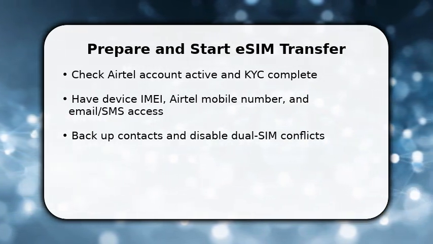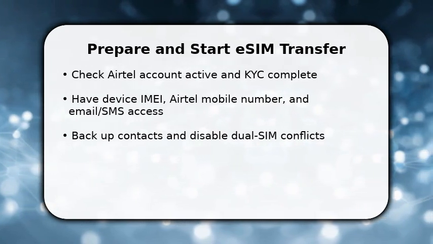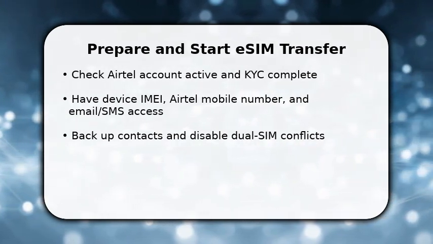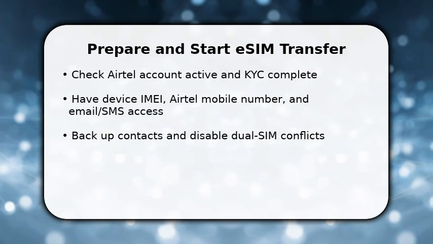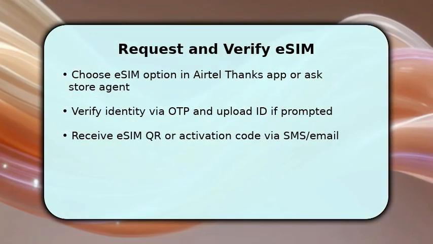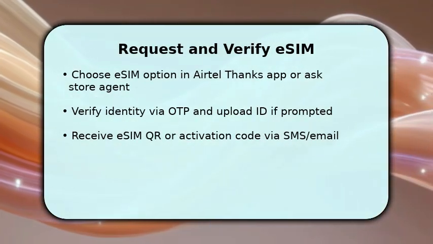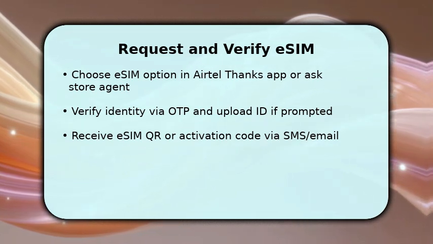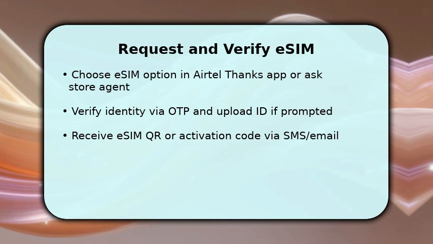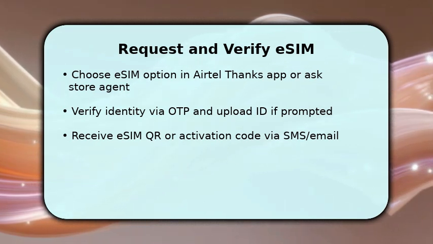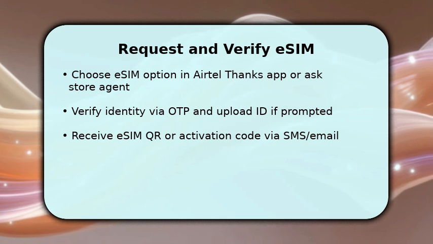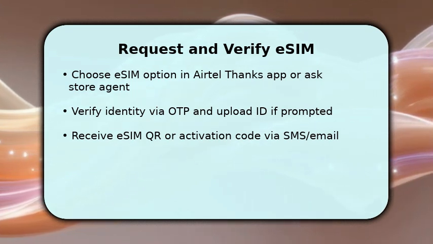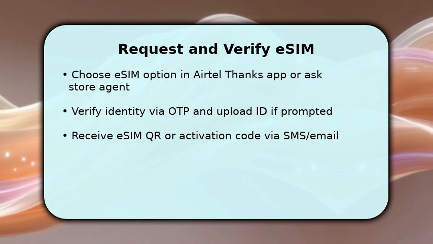Now open the Airtel Thanks app or visit a store to request eSIM activation and prepare to follow the verification steps immediately. Next, select the eSIM option in the Airtel Thanks app or tell the store agent you want to switch to eSIM. The process is the same: request activation. You will verify identity with an OTP and sometimes an ID upload. This confirms you own the number and prevents fraud.